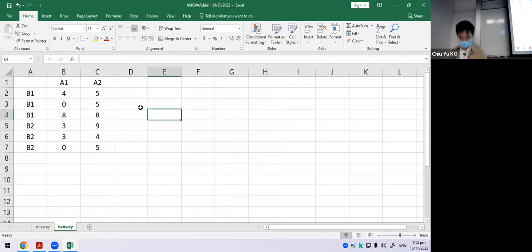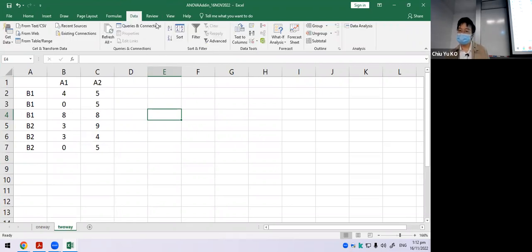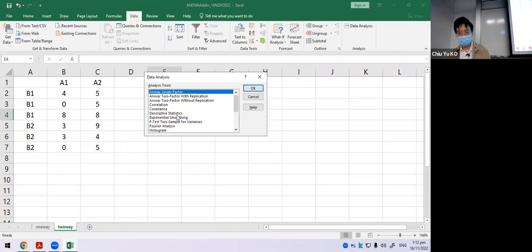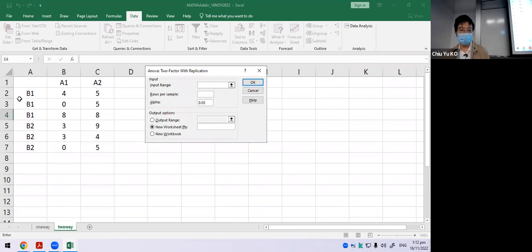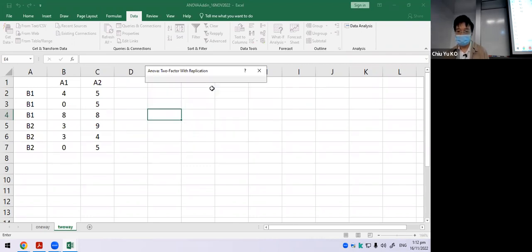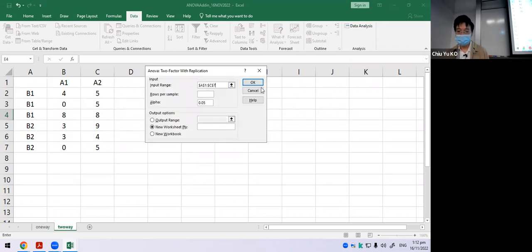ANOVA quickly. Okay, so you just go to Data Analysis, and go to the second one, ANOVA: Two-Factor With Replication. So you just click OK, and tell it what the input is. The input is from A1 up to C7. And how many rows per sample? B1 has 3 rows, B2 has 3 rows, so it's 3. It's very simple, right? Just tell it what data set, how many rows, then you're done.